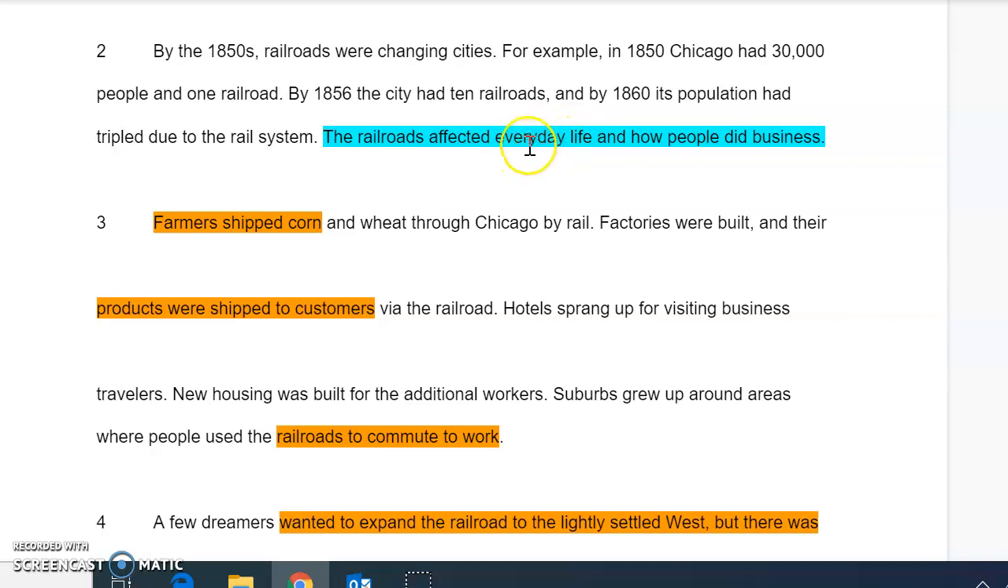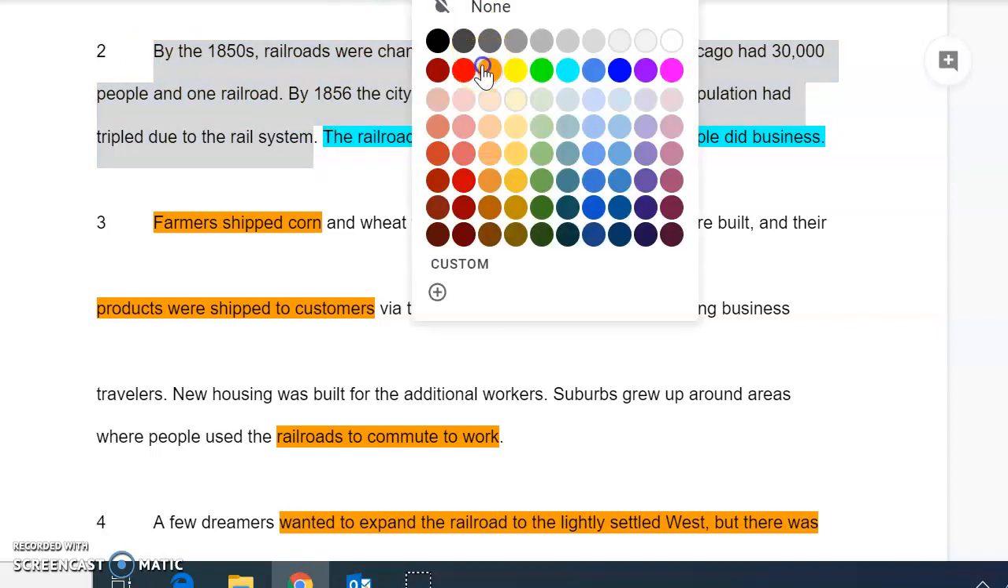Inside paragraph 2, we have some of my wow face emojis I would usually draw in class. Some pretty cool details and facts that explain to us how those railroads affected everyday life. So this last sentence that's highlighted in the aqua color, that is our main idea for paragraph 2. These sentences here would be our supporting details for that main idea.